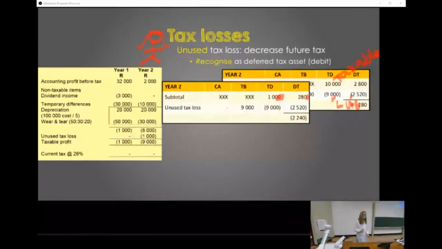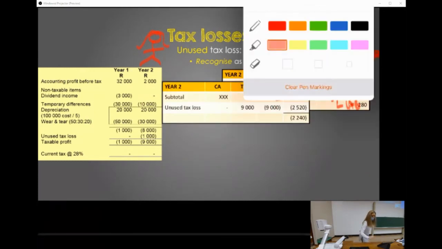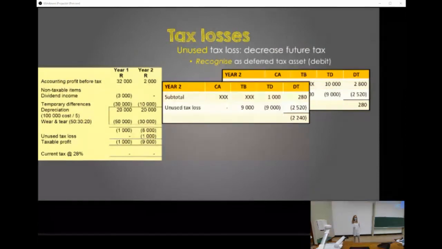Cool. Here's another example. Here, my taxable temporary differences are not enough to absorb my unused tax loss. However, now I've looked at those criteria from paragraph 34.